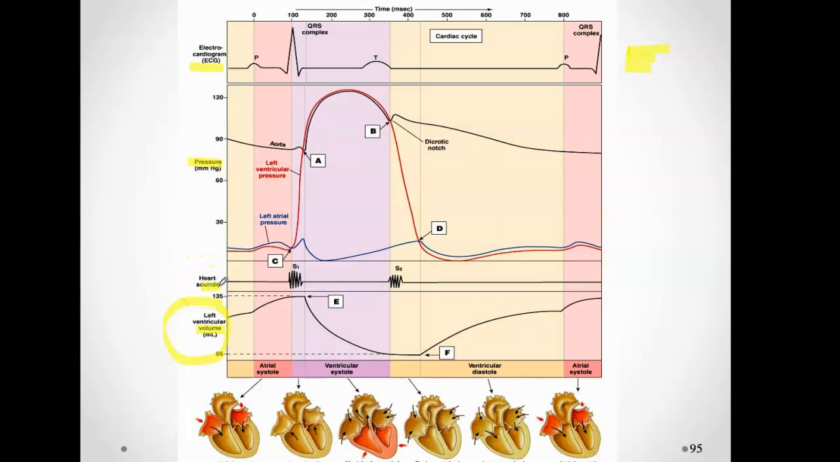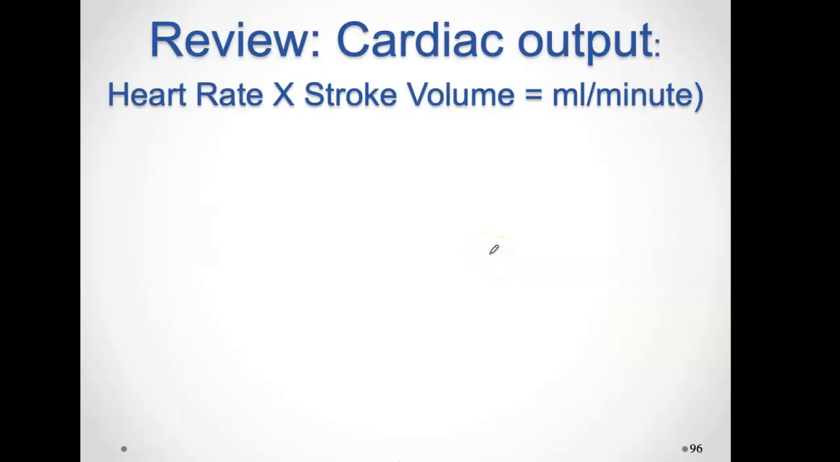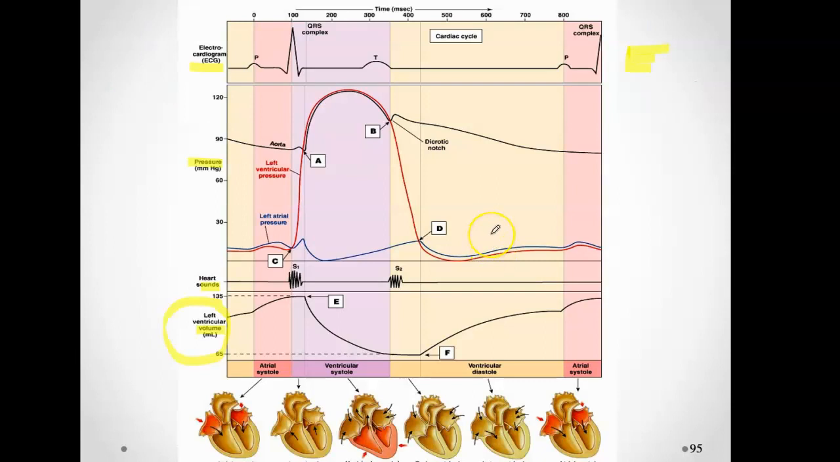So in pressure, I just want to look at the red line only. You have the left ventricular pressure. The pressure in the ventricle is low during atrial systole. Nothing's happening until it fills, right? And then that pressure is going to increase, increase, increase until you open those valves. From the ventricle, you open the semilunar valves, and then blood's going to eject, and that pressure is going to drop back down again. So a really nice diagram.